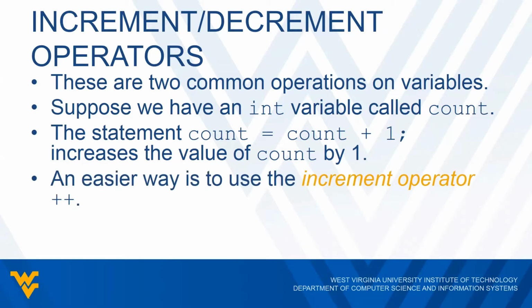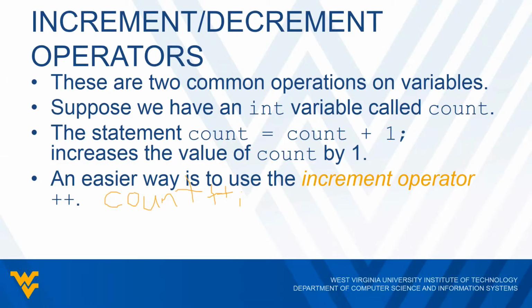An easier way would be to use the increment operator, which is just two plus signs that we tack on at the end of the variable. So for example, I can say something like count plus plus, and then a semicolon. Yes, I know that it looks pretty bad, but it is count with two pluses at the end.